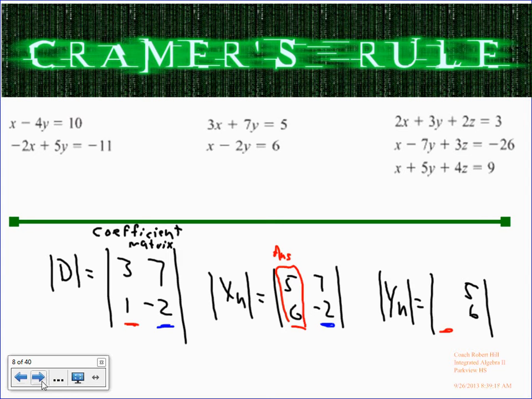Five, 6. This probably would be better if I had used green right there, and it wouldn't get mixed up with the colors that we have. So 5, 6 went there. Okay, now my x coefficients. My x coefficients are 3, 1. Then, guys, it's just a matter of solving determinants.